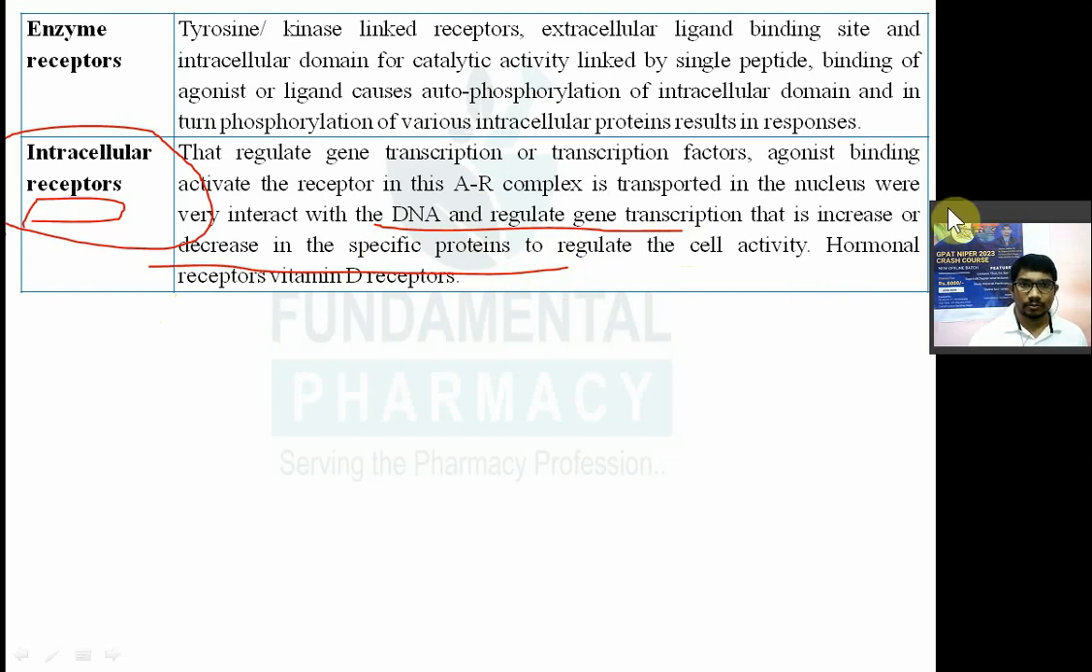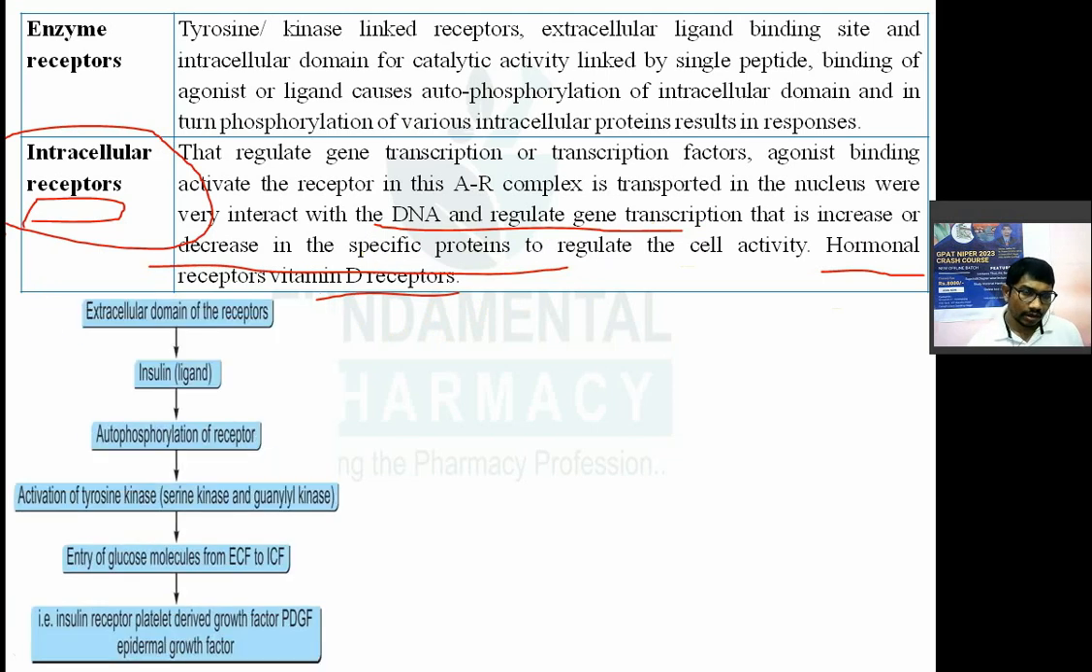Okay, for example is hormonal receptors or vitamin D receptors. Thyroid hormone receptor, vitamin D receptor, hormonal receptor, they are the type of intracellular receptor. You can see over here how enzymatic receptor will act. Enzyme receptor कैसे act करेंगे? The enzyme receptor: drug or agonist binds to an extracellular domain of enzyme receptor.